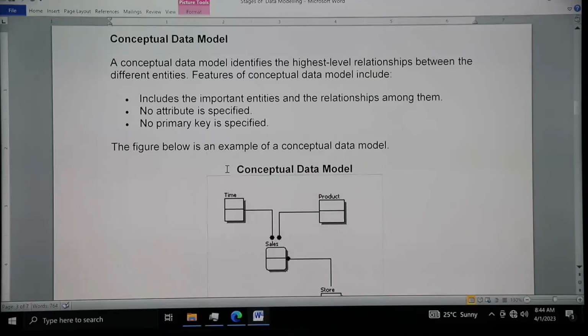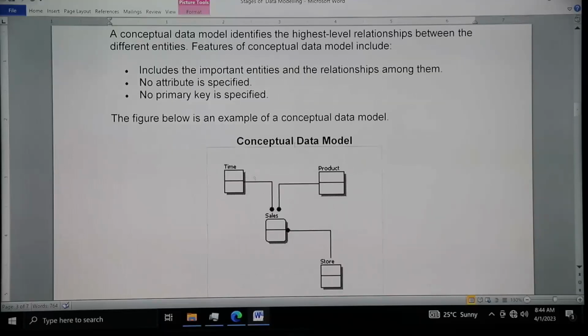So a conceptual data model identifies the highest level of relationship between entities. For example, in this case, we are given a data model that involves time, product, and stores. So these three entities are now the subject of our discussion. That is, what are we looking at? We are looking at products. We are looking at stores. We are looking at time. All of them are connected together by one entity, that is sales. What brings them together is sales.